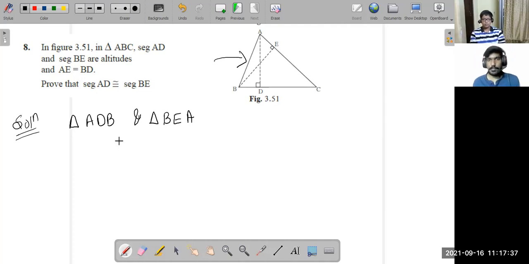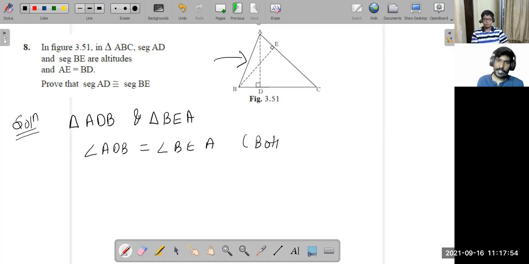What can you see equal? Can you see that angle? They both are right angles. Yes, that is angle ADB will be equal to angle BEA, both 90 degrees. And that is given. Okay.